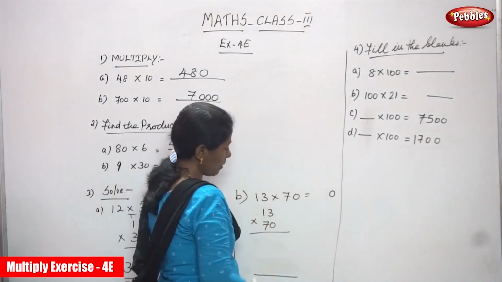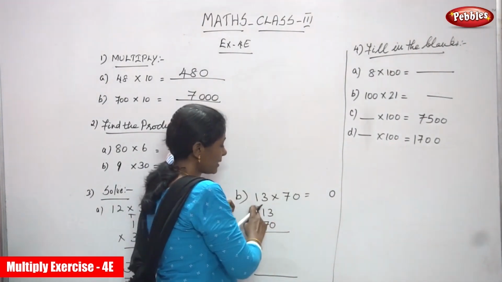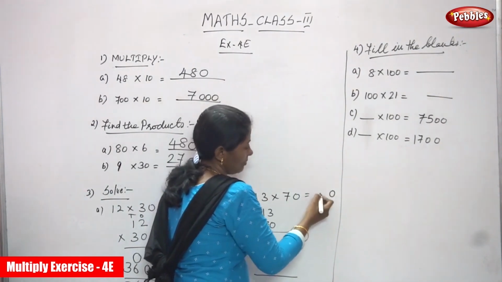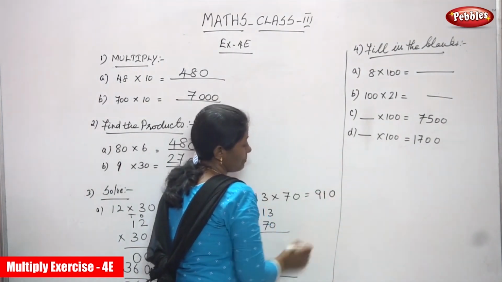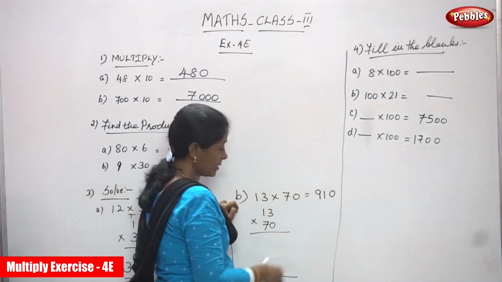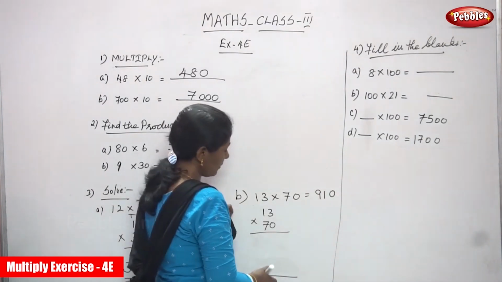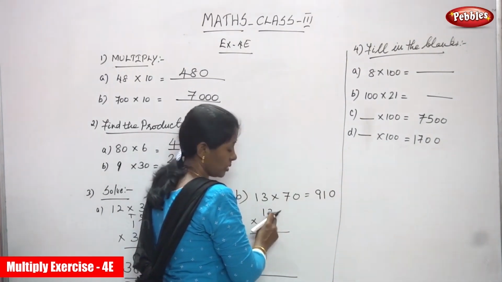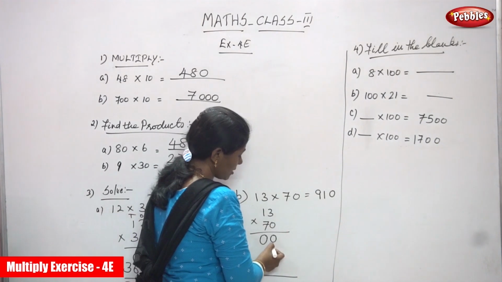So I am going to do the normal method also. So 13 into 7, you know that very well. I know the table very well. So 91. That means the answer is 910. This is the right answer. Otherwise you can do the normal method. So 30, 0 and 10, 0, and 7 into 3. So in the ones place you must write 0.